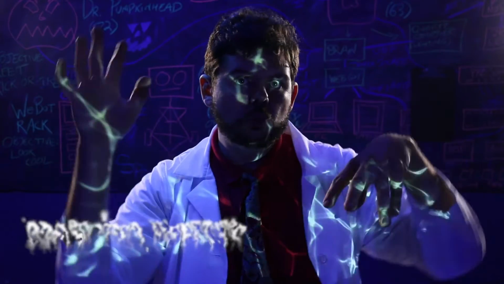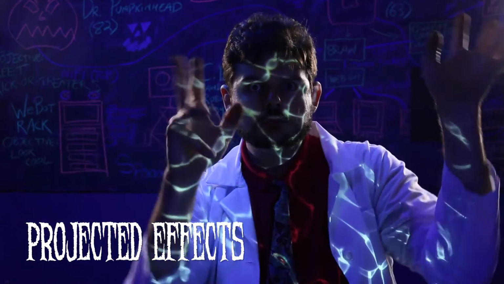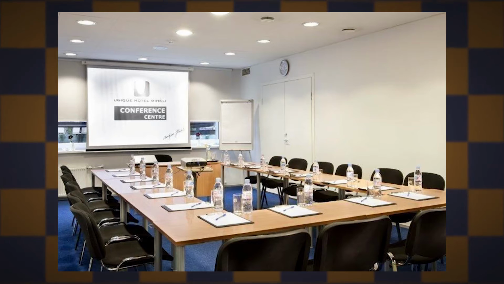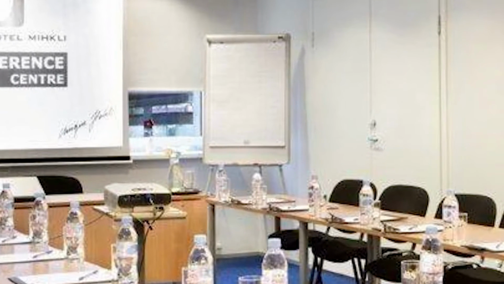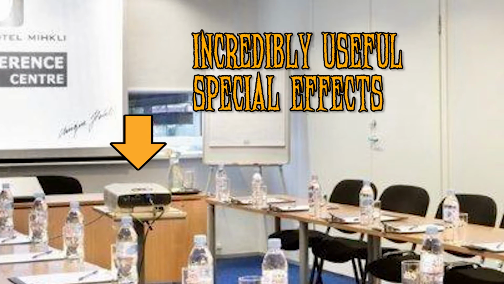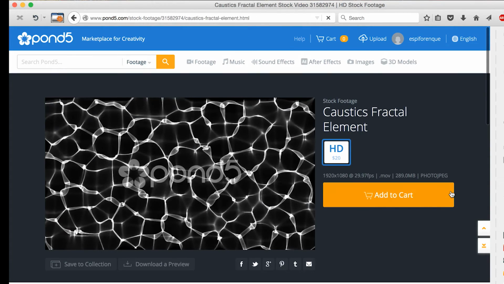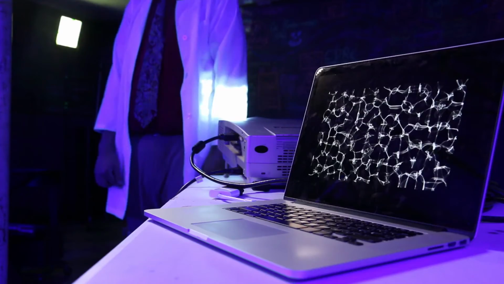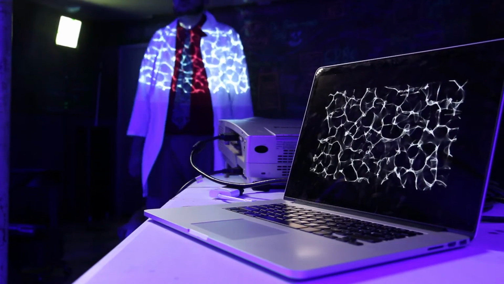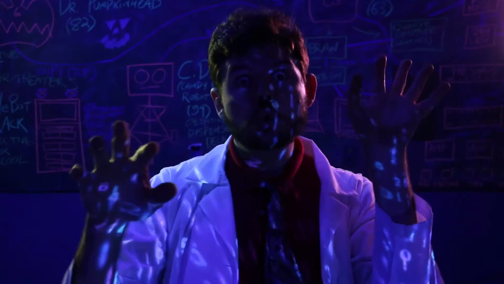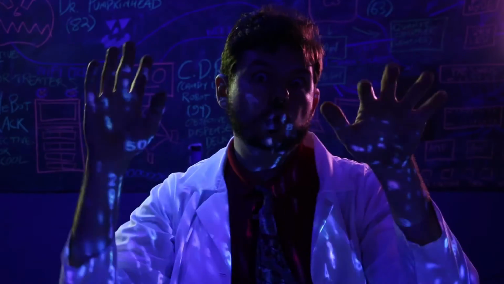How about that wavy water effect you see in music videos? Your weapon of choice in this situation is a projector. That's right! The projector that sits around in your conference room can also be an incredibly useful special effects production tool. So just hop over to your favorite stock video site and grab some water caustics. Hook up your projector, play the video full screen, point it at your subject, and voila! Try some other patterns while you're at it.